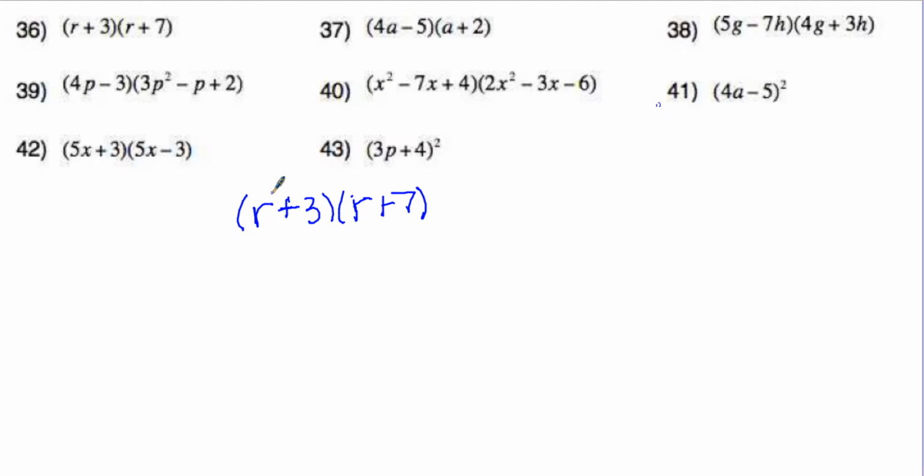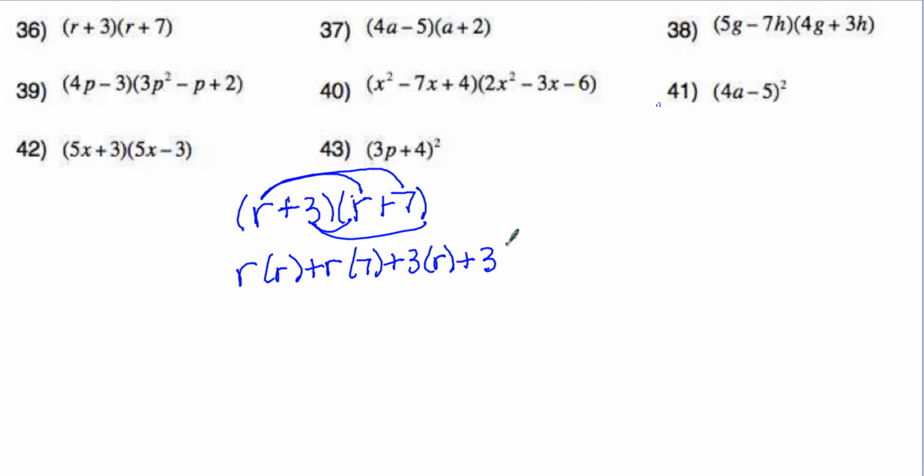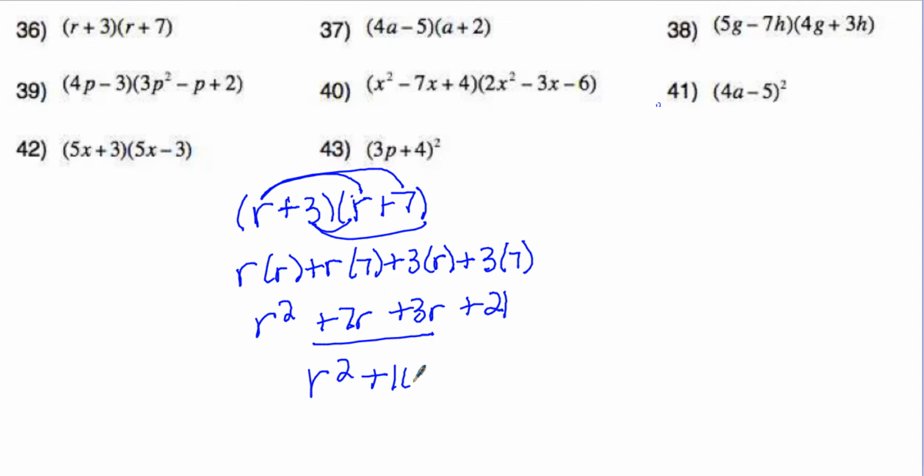Okay, and so I'm going to do r times r plus r times 7 plus 3 times r plus 3 times 7. And then I'm just going to simplify. So I get r squared plus 7r plus 3r plus 21. Notice that your middle two terms are like terms, so we get r squared plus 10r plus 21.